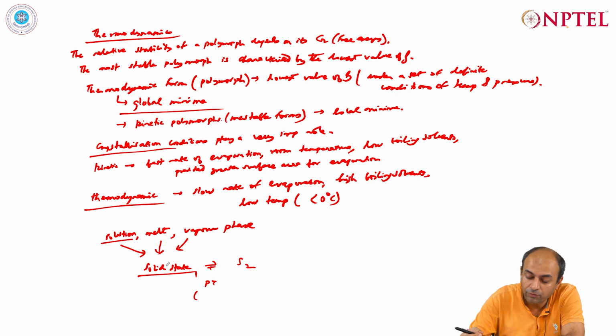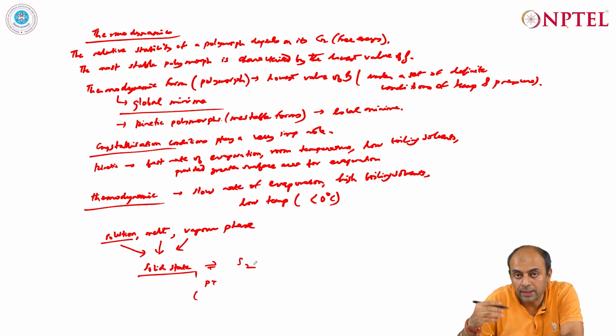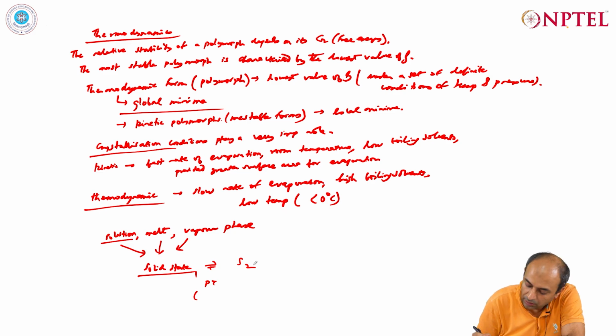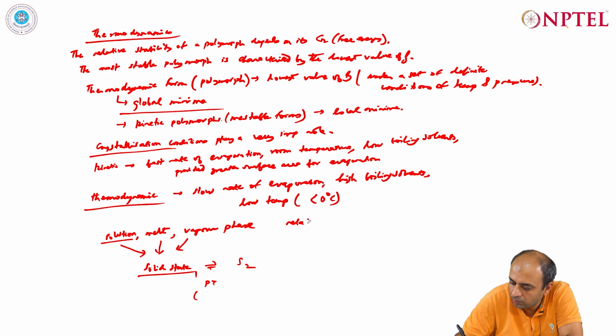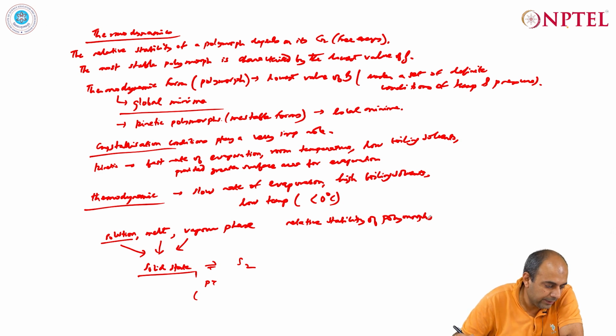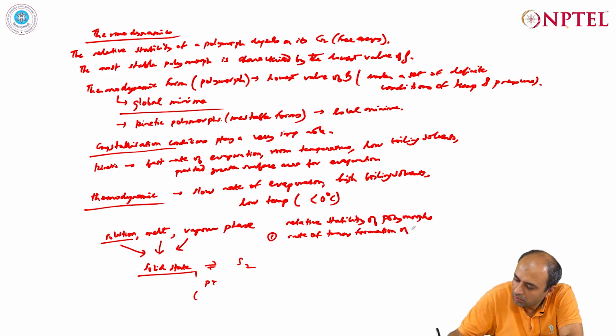As we said, you can have a kinetic form, you can have a thermodynamic form, and kinetic can convert to the thermodynamic, or it can have a certain degree of metastability such that the kinetic phase can exist over a long period of time. So, when you talk about the relative stability of polymorphs, what is important is to consider the rate of transformation of one to the other.